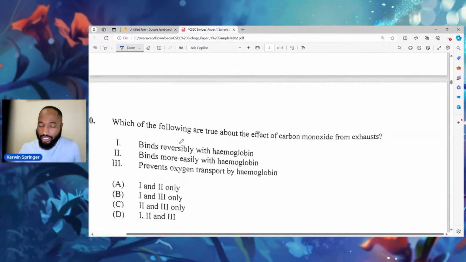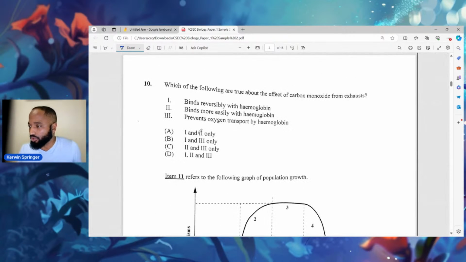Which of the following are true about the effect of carbon monoxide from exhaust? The paper is biology, but what kind of geography, chemistry looking paper is this? It binds reversibly, binds more easily with hemoglobin, prevents oxygen transport by hemoglobin.